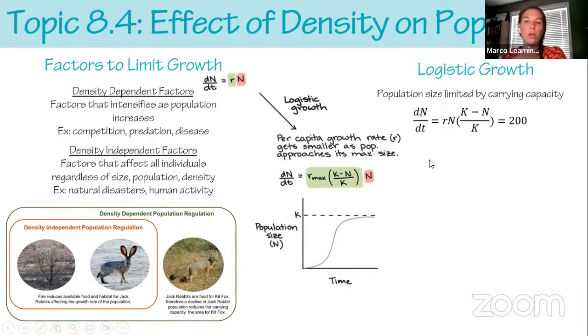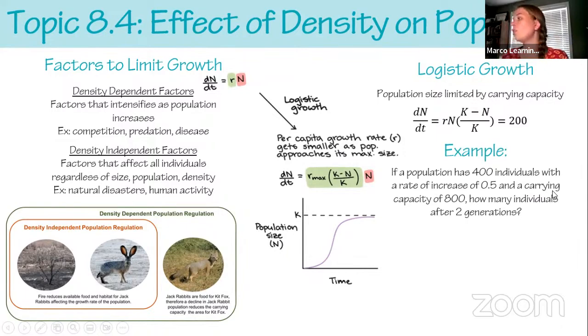And so this is where you bring in the carrying capacity. That's what the K stands for, carrying capacity. It's the maximum individuals that can be supported in a certain area. So another math problem. I'm sorry, I forgot to tell you what the formula is. The formula is R times N times K minus N over K. Yes, this is given to you on the formula sheet. I don't know why I put 200 there. I think I made a mistake.